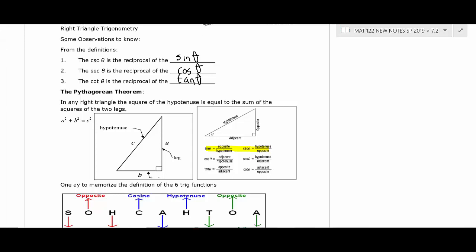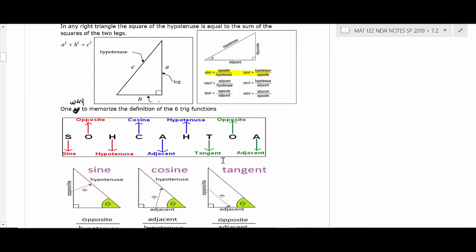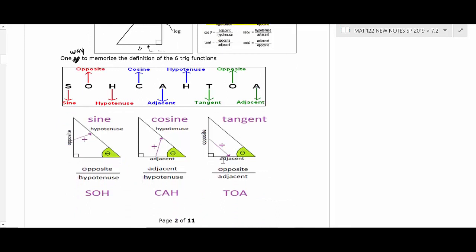Okay, there's a lot of ways to memorize the definition of the six trig functions. This is the common way that teachers do this. The sine is opposite over hypotenuse. The cosine is adjacent over hypotenuse. Then the tangent is opposite over adjacent. So that spells out what sounds like a Native American word, Sohcahtoa. So that's one way to do that, is to memorize sine, cosine, and tangent. And Sohcahtoa is one way to do that. A lot of other ways to do that too.